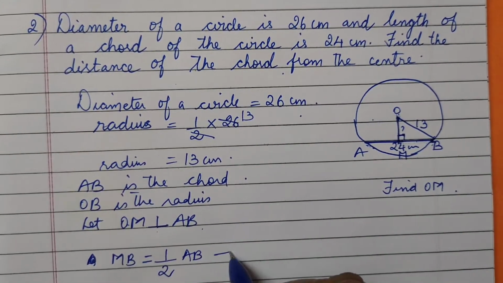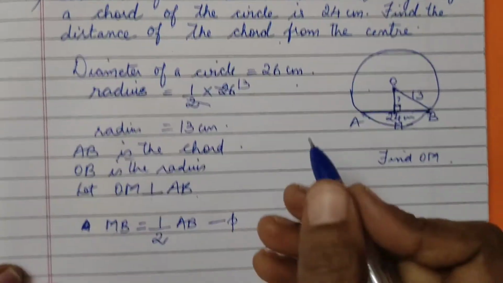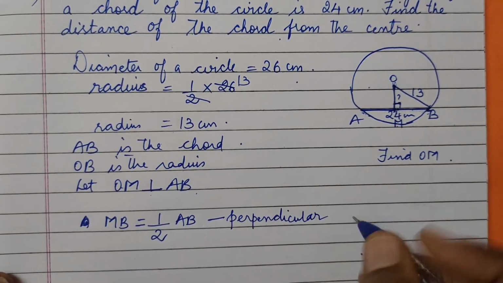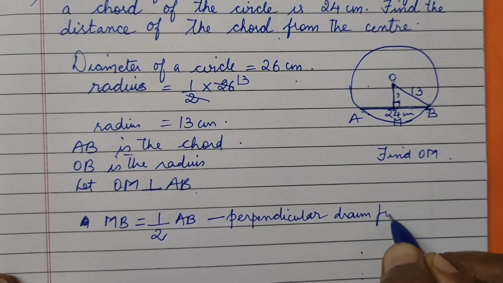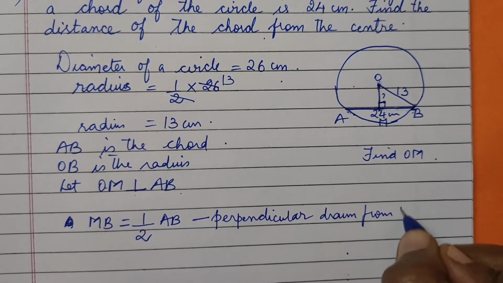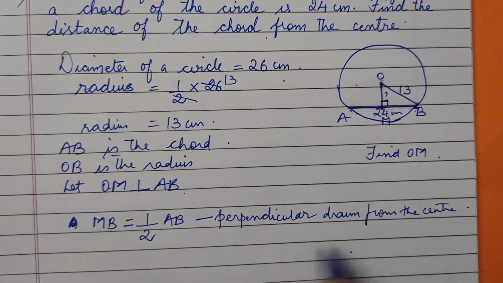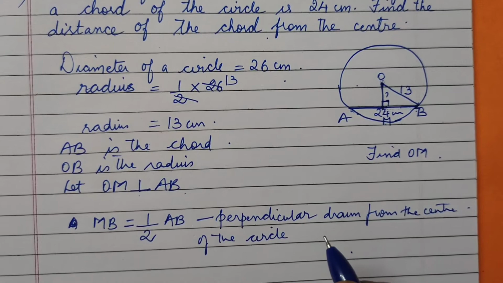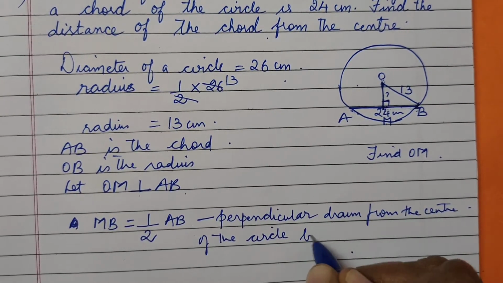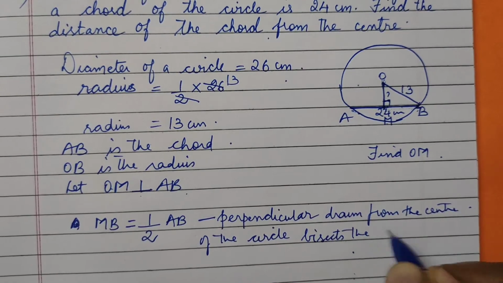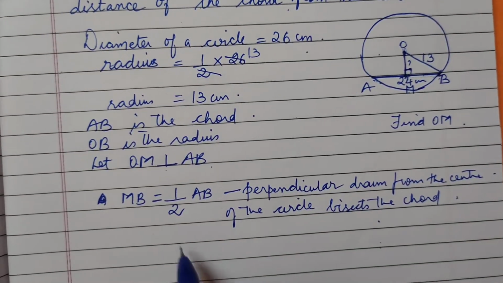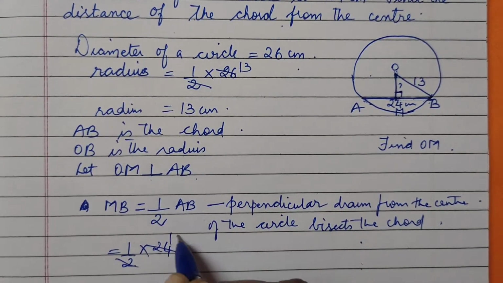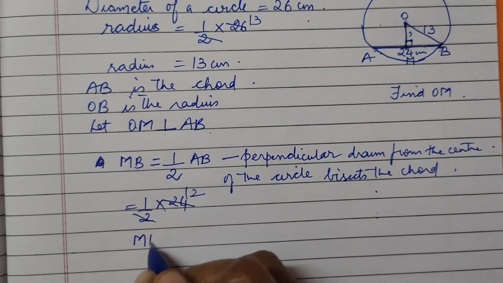Why are we writing this? Because you have to learn that theorem properly: the perpendicular drawn from the center of the circle bisects the chord. That is the reason it is half of it. So we get half of AB. How much is AB, dear? 24. So we cut it and it has become 12. So MB is 12 centimeter.